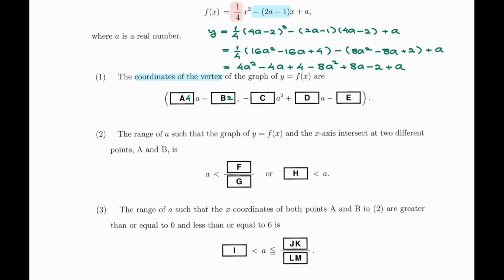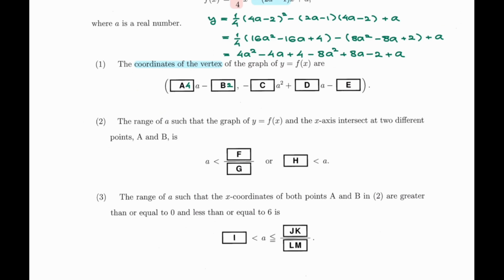By simplifying this expression, you will obtain negative 4a squared, and then negative 4a plus 8a plus 4a, and then 4 minus 2, you got 2, and then plus a. And then for a plus a, you will get 5a. So this is the y coordinate of the vertex.